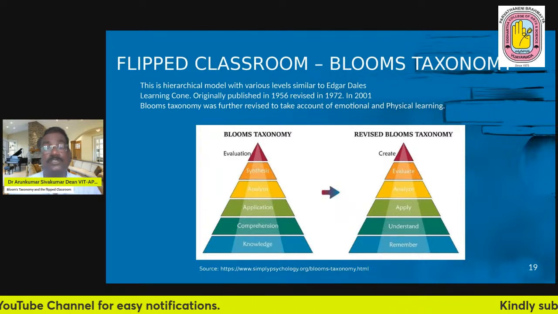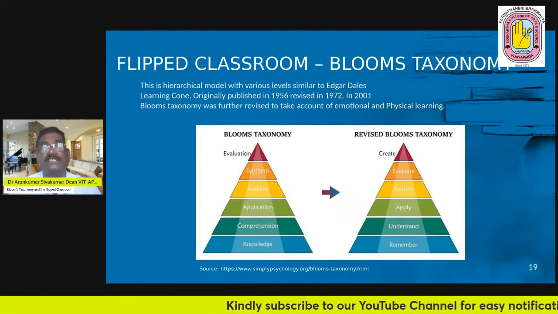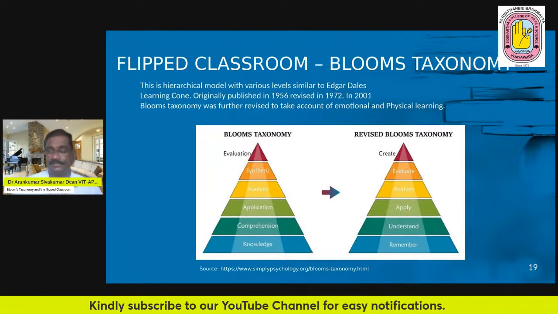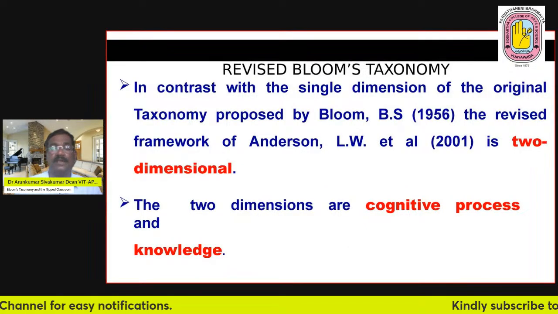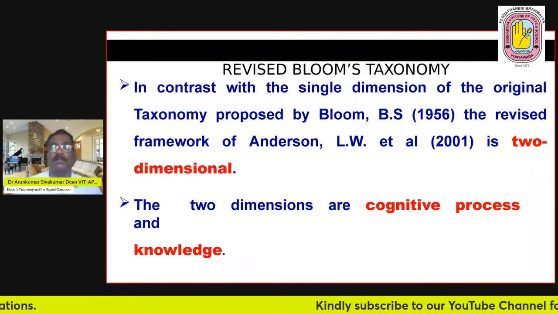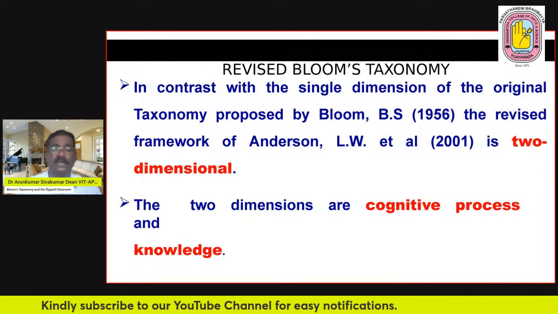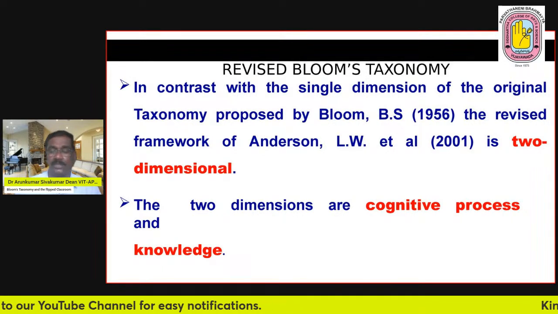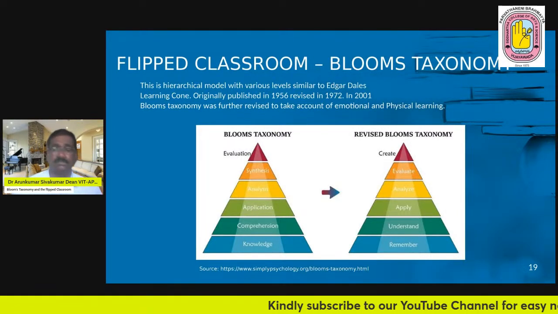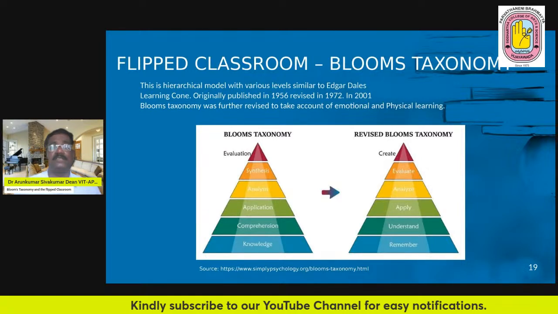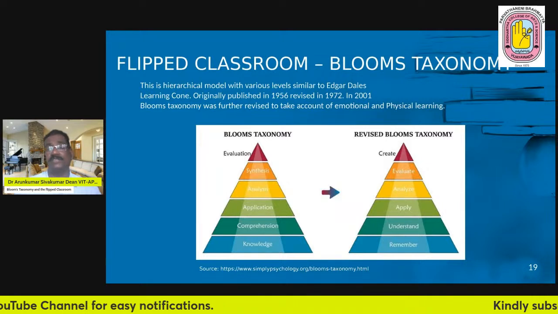Bloom's taxonomy was originally published in 1956 and revised in 1972. This revised taxonomy is a great tool. It was given by Bloom in 1956 and Anderson in 2001. It has two dimensions: the cognitive process and knowledge. You can see there are two changes. One is in the revised version: we have creation of knowledge. There it is evaluation and synthesis. So we are very much concerned about the creation of knowledge and evaluation.